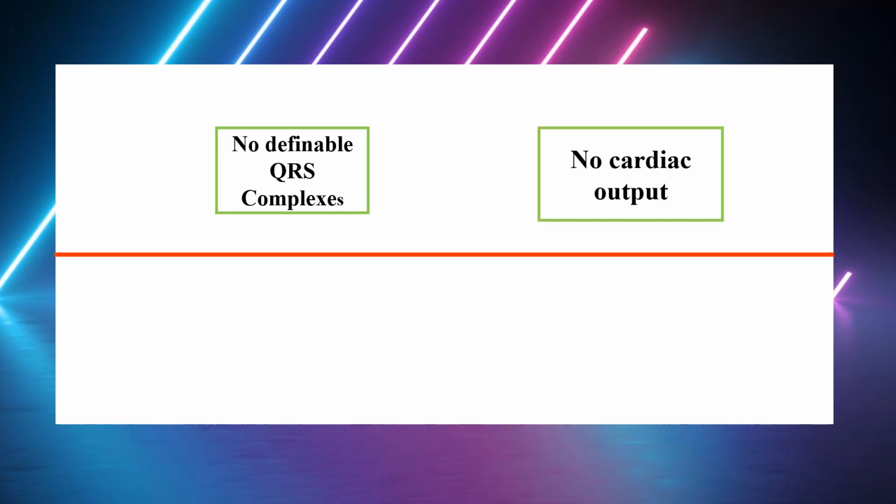On this strip, I see no definable QRS complexes. There's no cardiac output. Remember, systole is squeeze. I see no systole or no squeeze here. This is asystole.